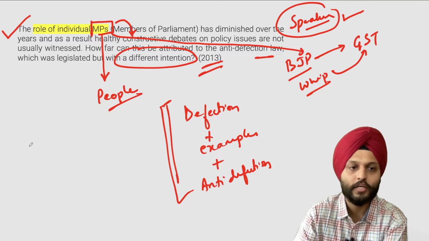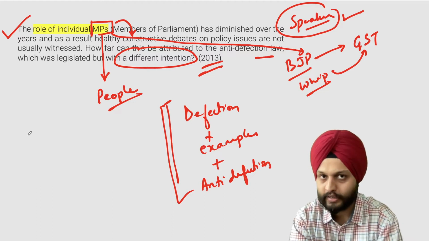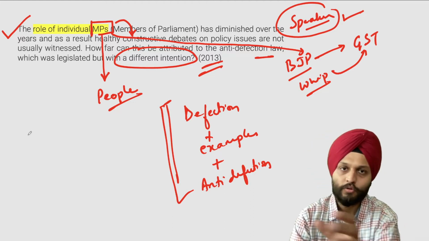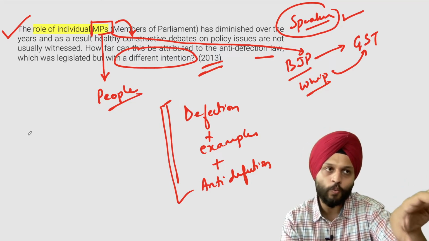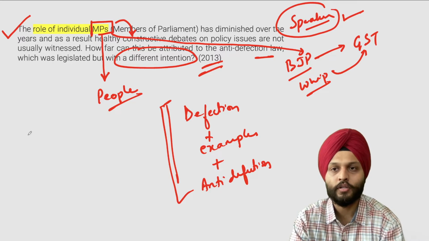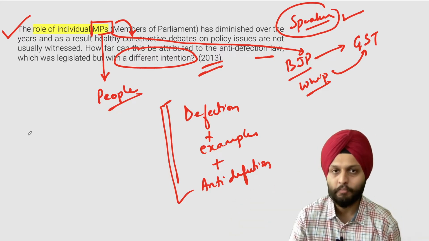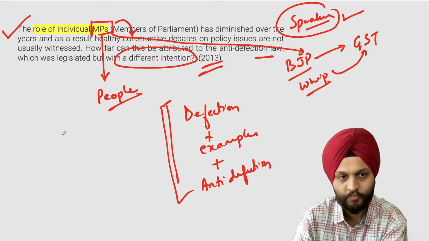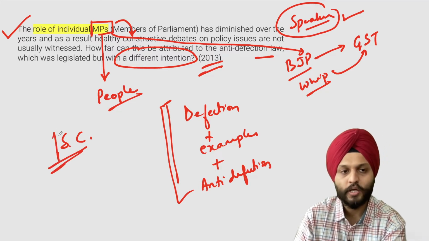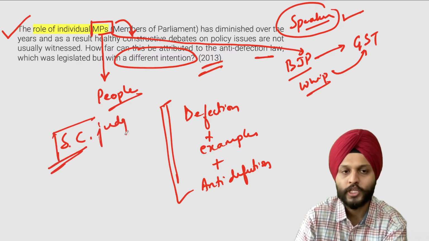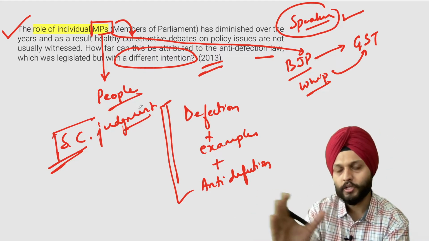The other thing is that it could also be asked: what do you understand by the expression defection law? Do you think that it curtails the role of individual MPs? So that is also there. Plus, it can also ask you about the judicial precedents that have been established over the years, or landmark judgments associated with defection. A direct question can also be asked, as it was asked with reference to environment. So you should have a note of Supreme Court judgments specifically prepared for defection, plus it is there in use between the window of your prelims to mains.